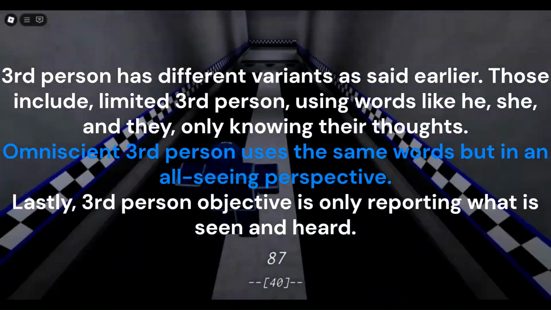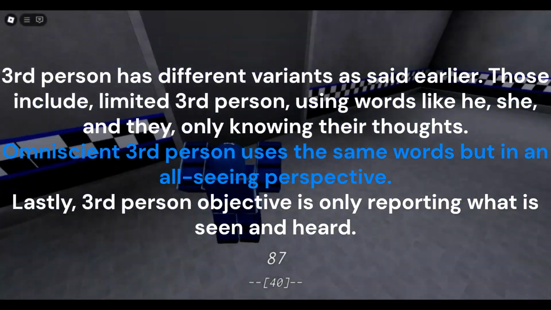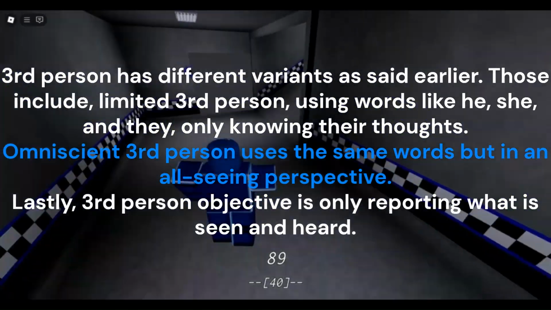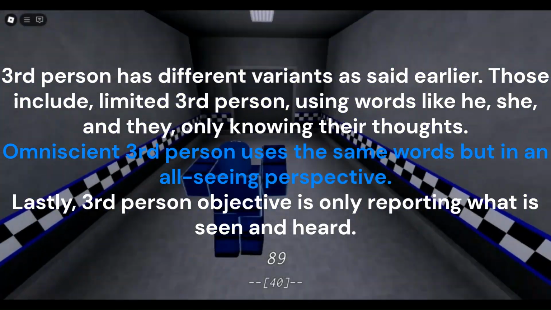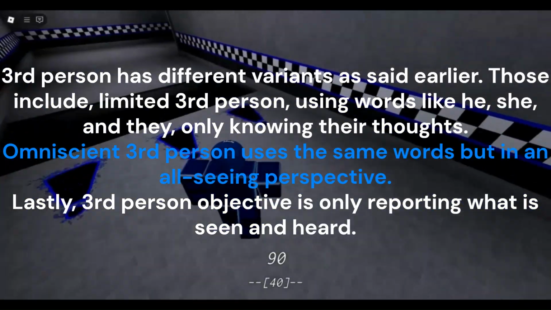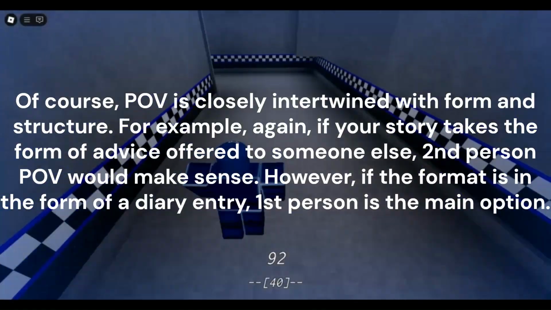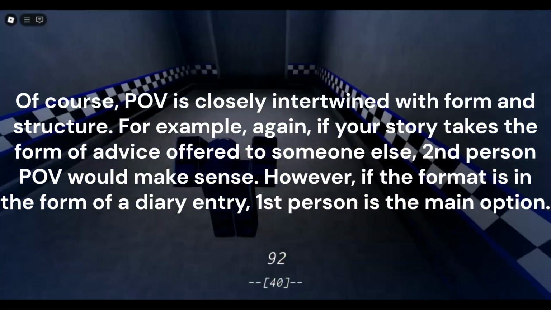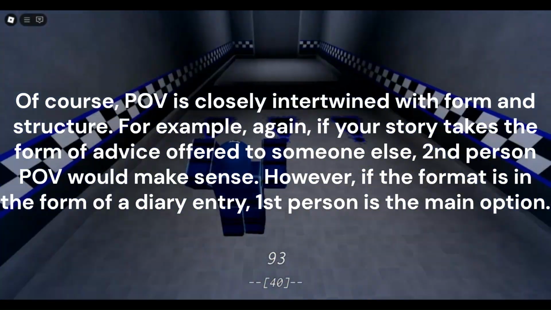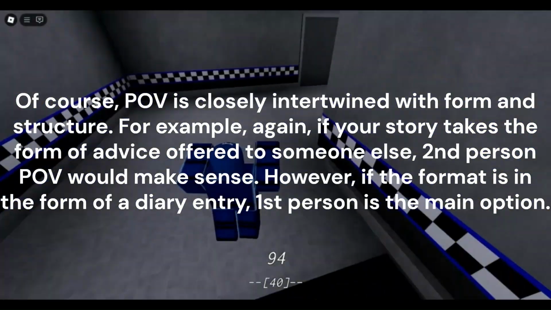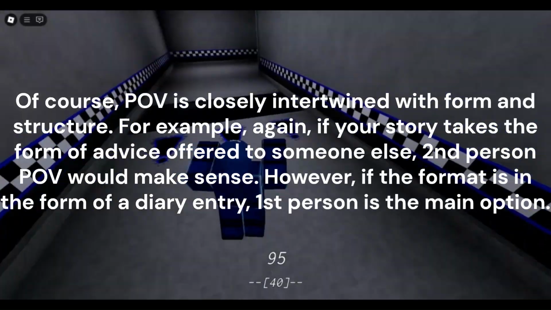Third person has different variants, as said earlier. Those include limited third person, using words like he, she, and they, only knowing their thoughts. Omniscient third person uses the same words but in an all-seeing perspective. Lastly, third person objective is only reporting what is seen and heard. Of course, POV is closely intertwined with form and structure. For example, if your story takes the form of advice offered to someone else, second person POV would make sense. However, if the format is a diary entry, first person is the main option to choose.